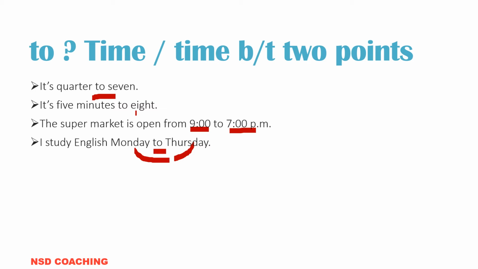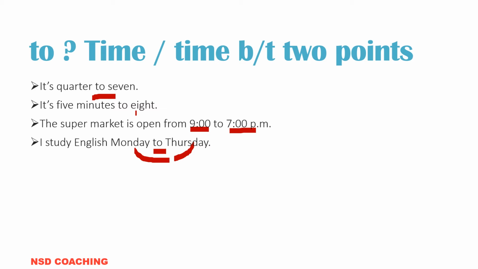This is your "to". What it is saying, it is giving us the time period that I am studying English from Monday to Thursday, right? This is the time period from this time to that time, so this is a period. That's the direction, that's the movement.